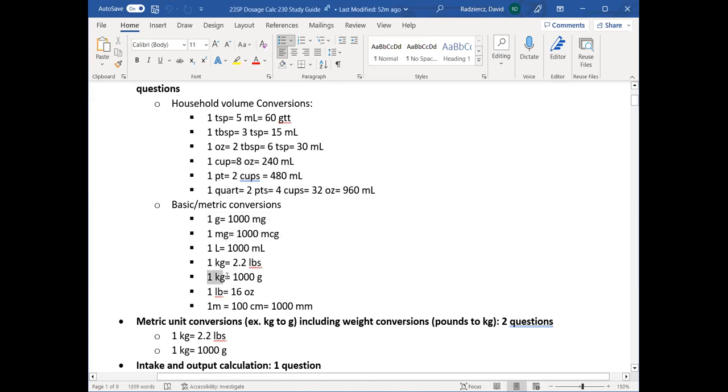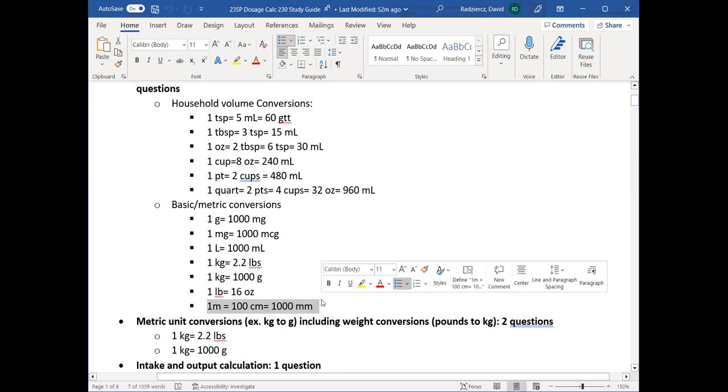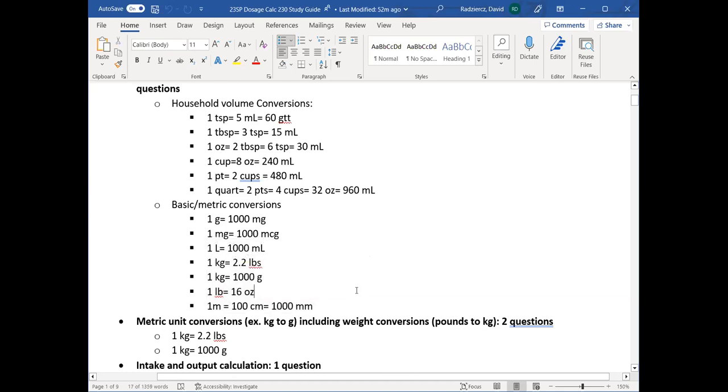I don't think you really need to worry about kilograms to grams, pounds to ounces, weight-based ounces, and the meters, centimeters, millimeters. But if you do additional practice, like if you find some handouts or worksheets online, they might give you those. They're good practice because you're still doing conversions within the metric system, and doing some more household to metric conversions. But I don't think they're going to ask you to convert pounds to ounces.